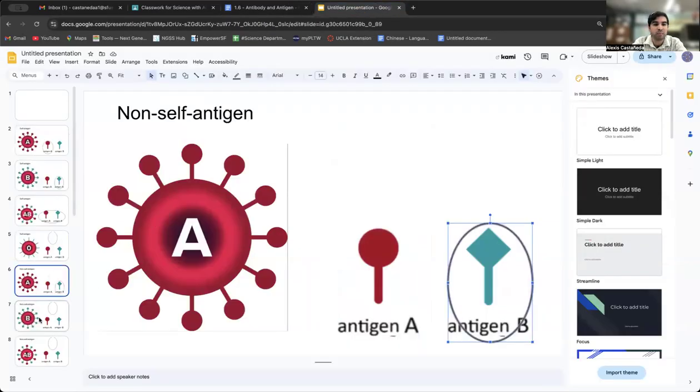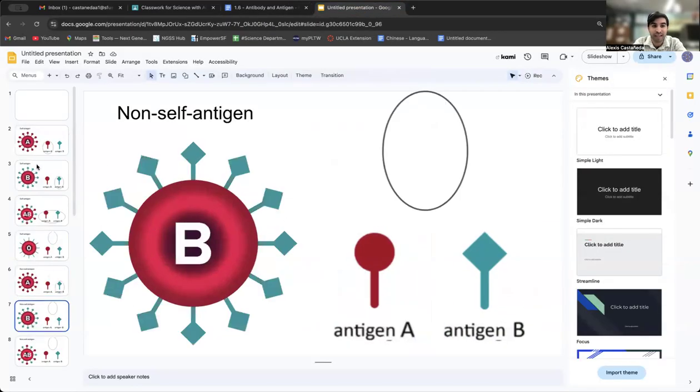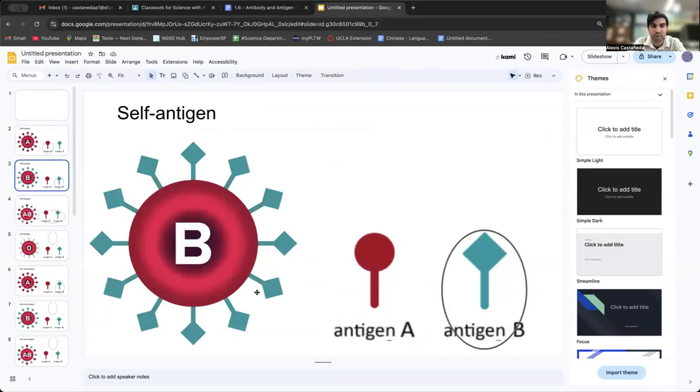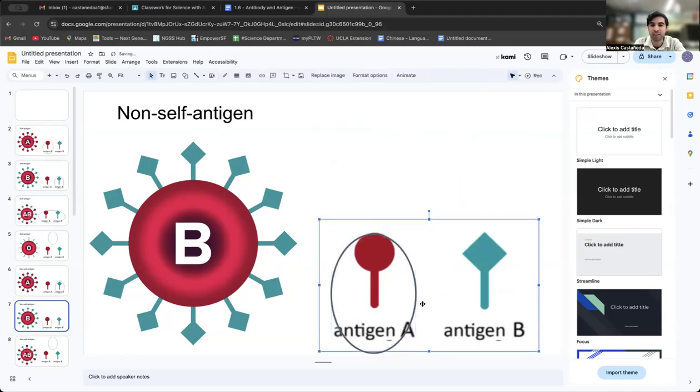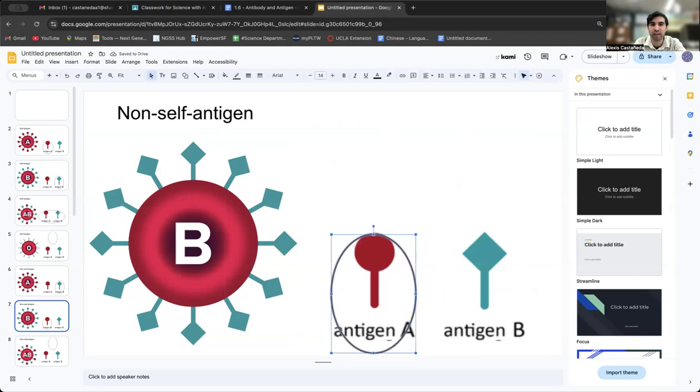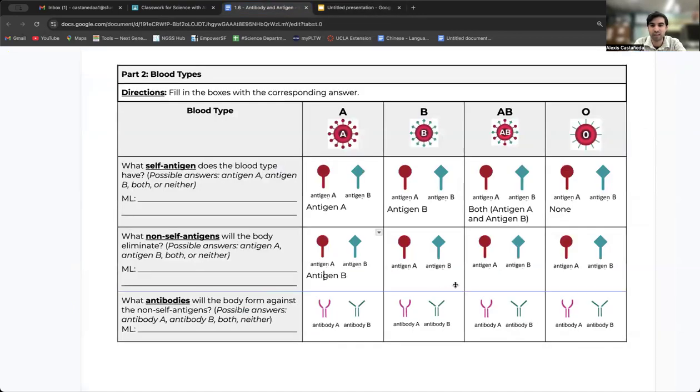What about blood type B? We know that its self-antigen is antigen B. The one that it does not have is going to be antigen A. It does not have antigen A. If it finds antigen A, blood type B is going to create antibodies to eliminate it. So the non-self antigen is antigen A.